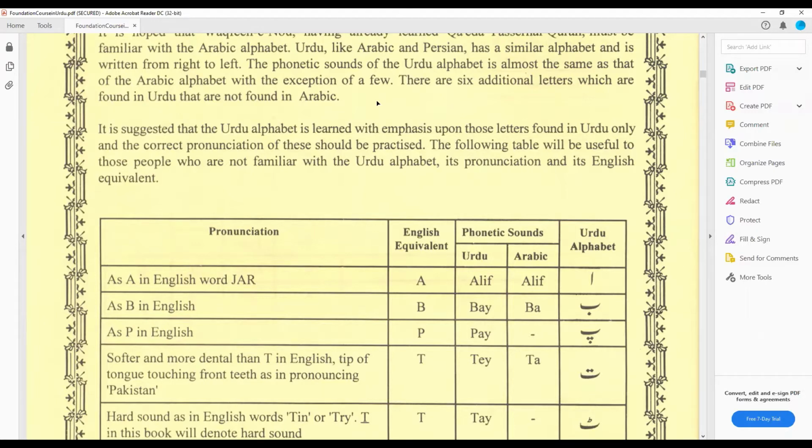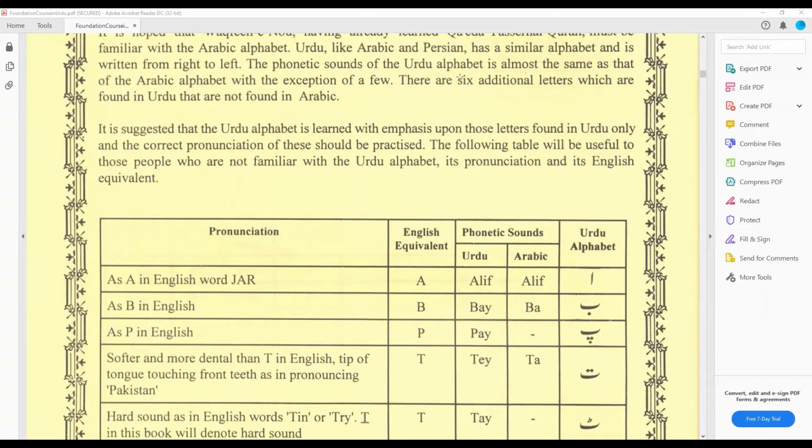So Arabic and Urdu alphabet are very similar, and written from right to left. When we write Urdu, it's right to left. It's not left to right. I know, the first thing, you know that.